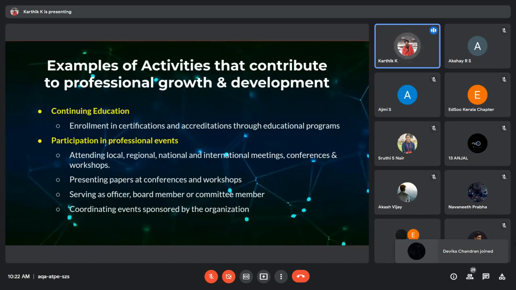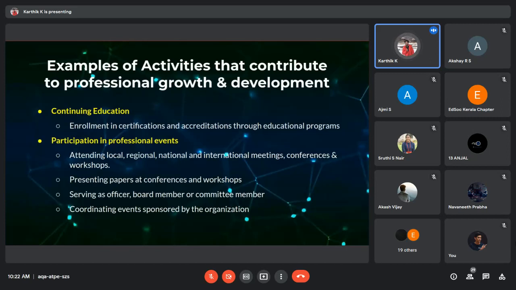Continuing education. That is one aspect that you can do in order to grow yourself professionally. You can see that while opening LinkedIn, people are posting different certifications. And I also need to say that 50% of those certificates don't have any value. So try to understand that factor also.